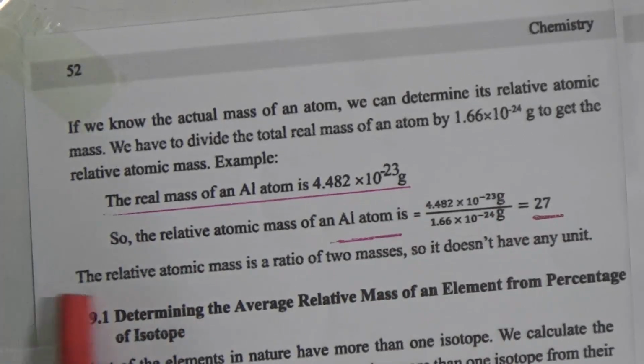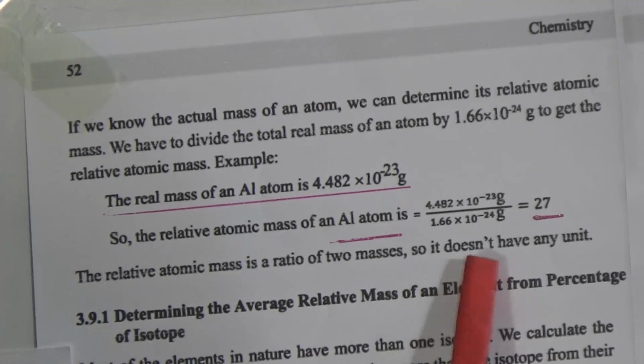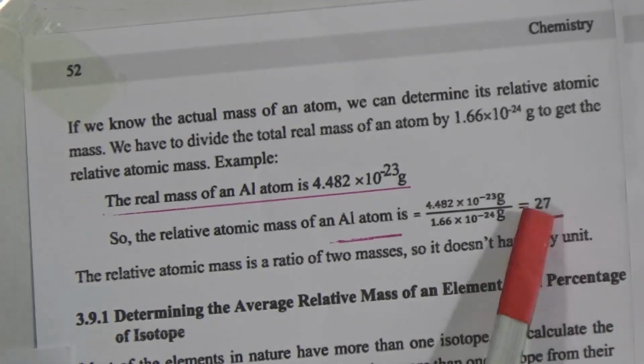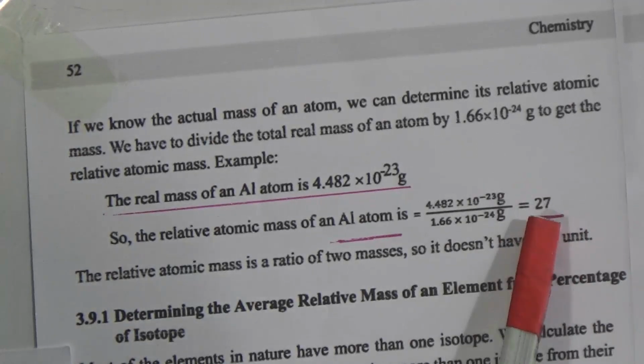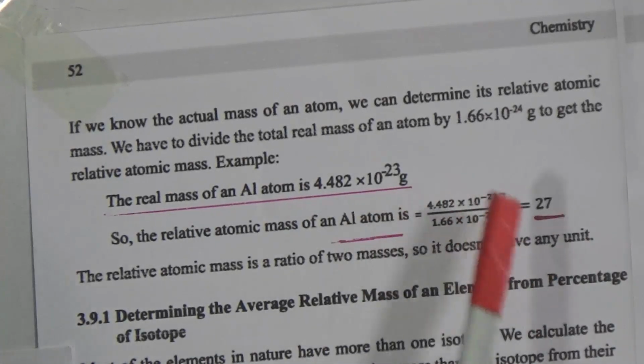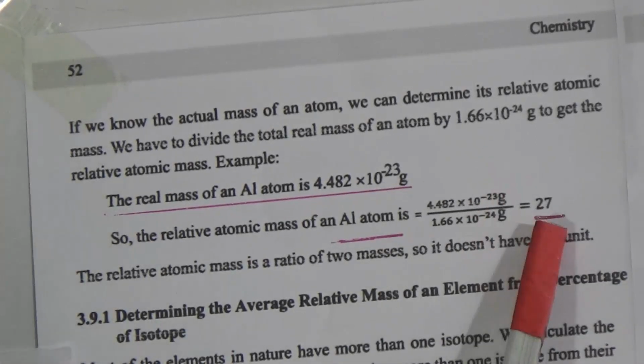27. Then the relative atomic mass is a ratio of 2 masses. It does not have any unit. So what can we understand by this 27? By this 27 we can understand that one atom of aluminium is 27 times heavier than 1/12 of the mass of a carbon 12 isotope. This is the meaning of relative atomic mass.